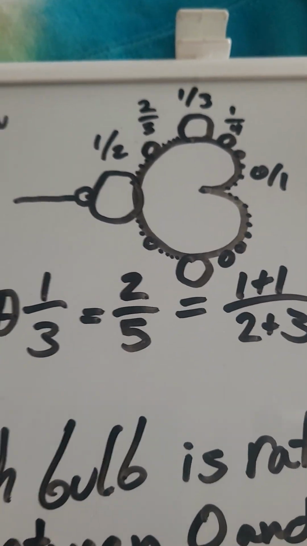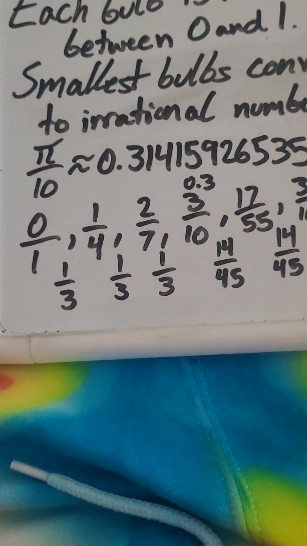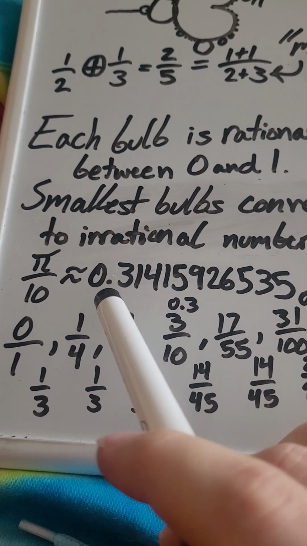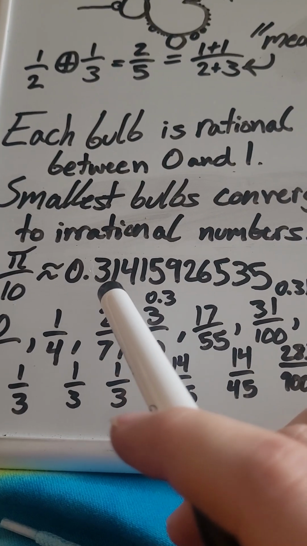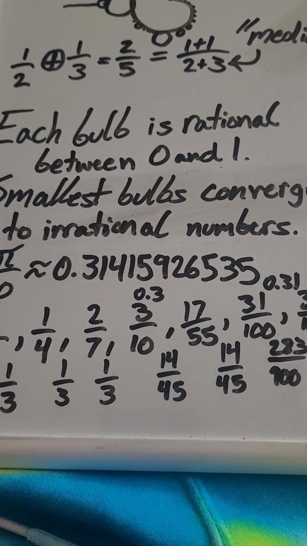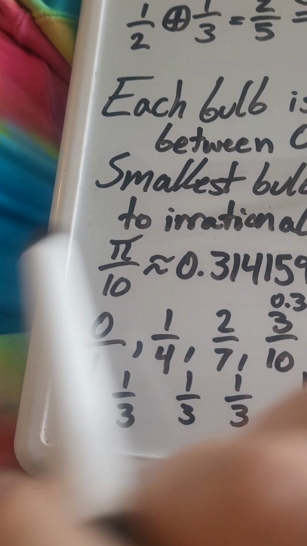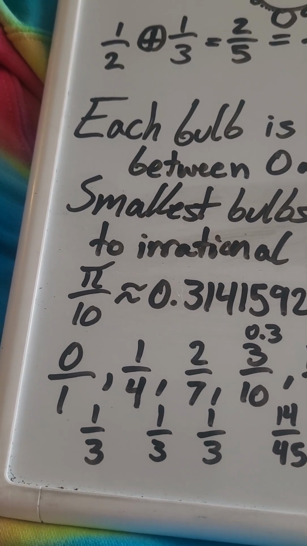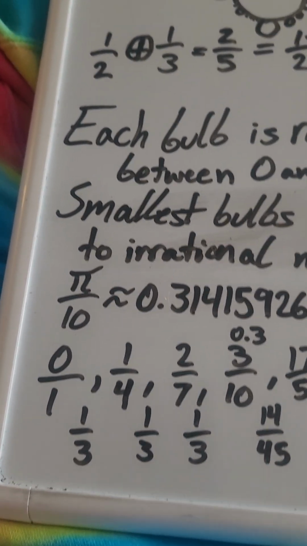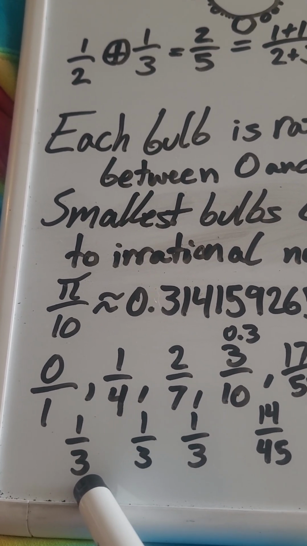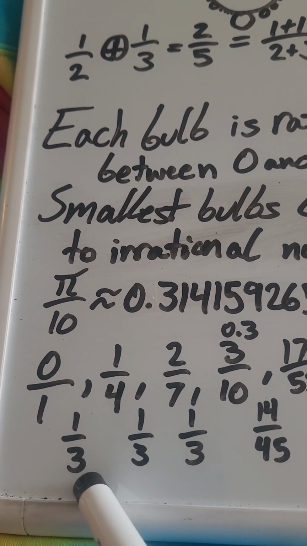That's what you can do. So to show this, I have chosen pi over 10. So pi over 10 is approximately 0.3141592653. So what you will do is start with the 0 over 1 bulb. You start with 0, and you mediant with the 1/3 bulb, right?